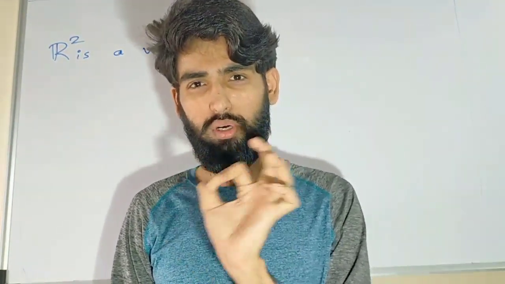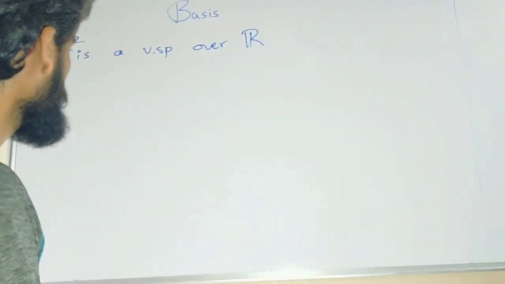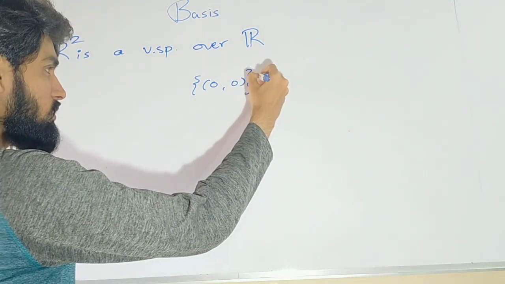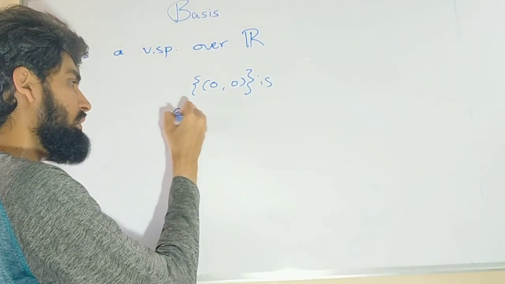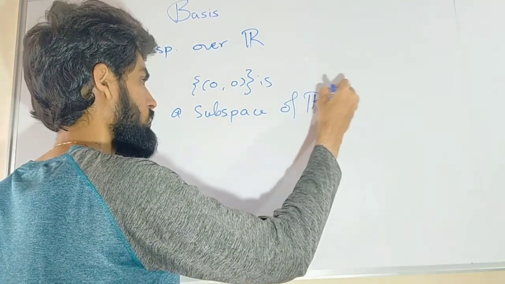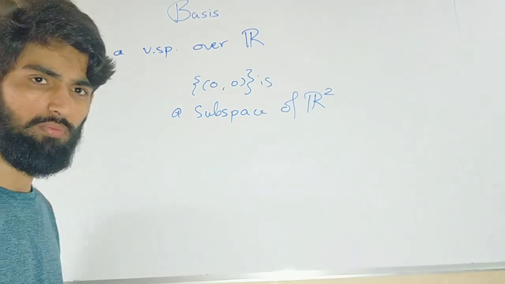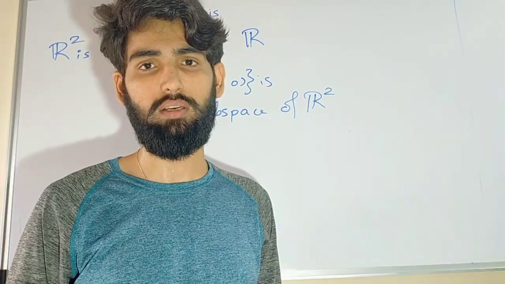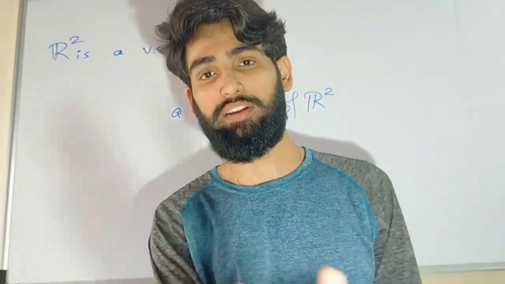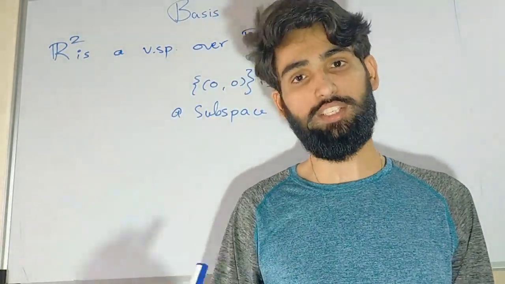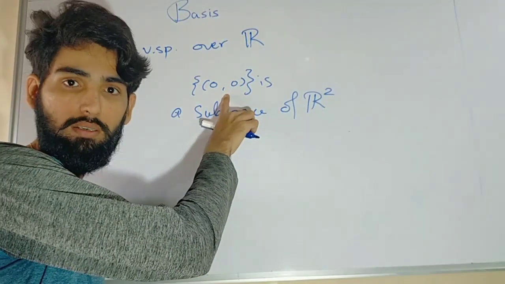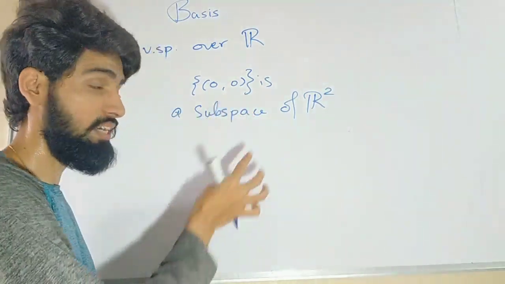One note that I want to give: we know that the singleton containing 0, 0 is a subspace of R2. It is a subspace means what? It is itself a vector space, and I give you a theorem without proof that every vector space has a basis. If it is a vector space, it must have a basis. So this is a vector space, it must have a basis.